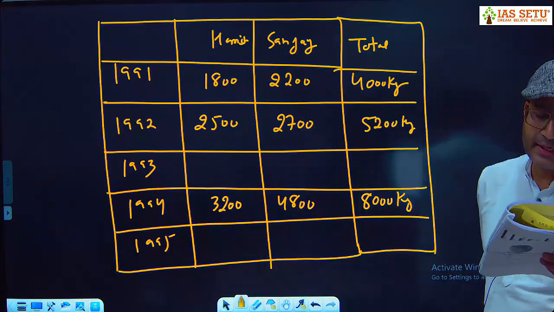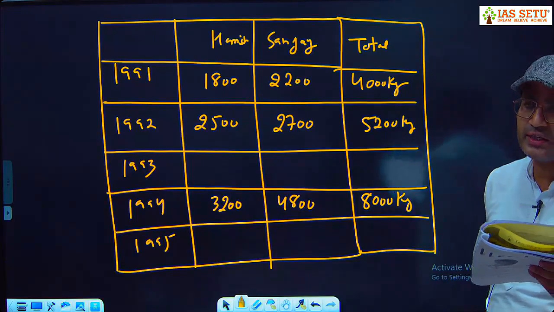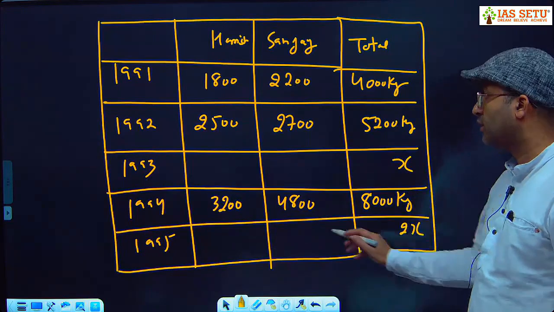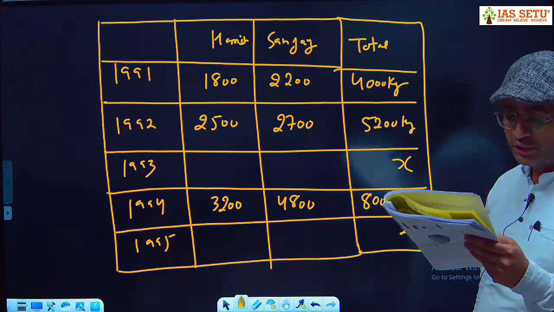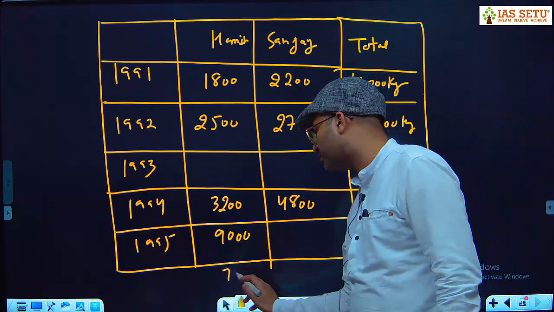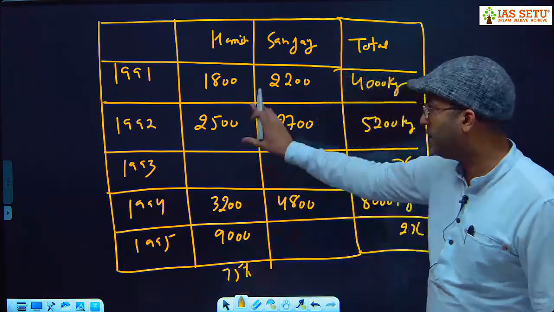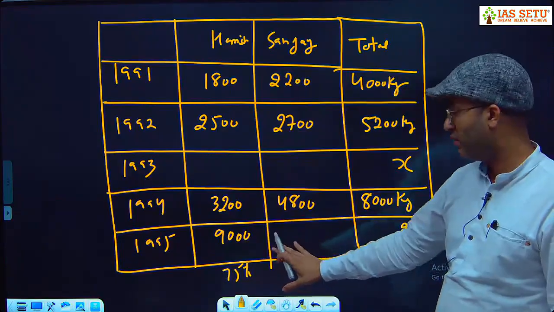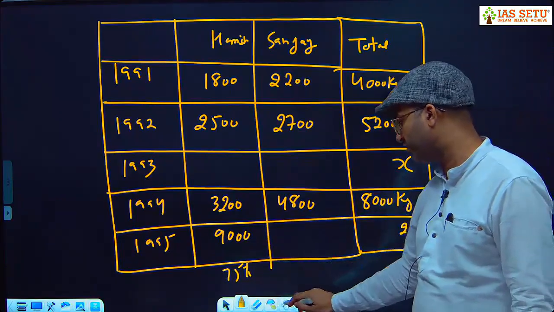In 1995 when the production was twice that of 1993, if 1993 is x, it is 2x. Here Harish retained 9000 kg which is 75% of the production. मतलब पहले क्या था, बड़ा भाई छोटे भाई को ज्यादा दे रहा था, यहां सब बराबर कर दिया उसने. 9000 खुद रखा which is 75%.